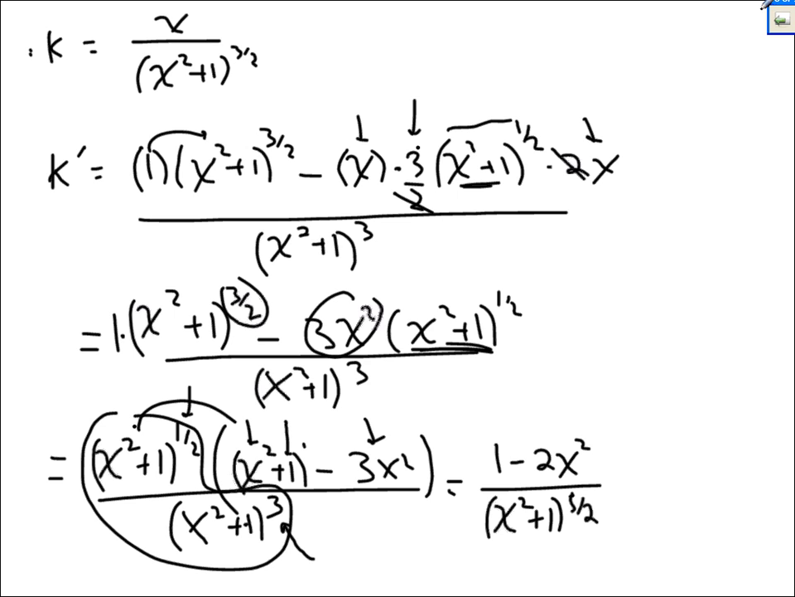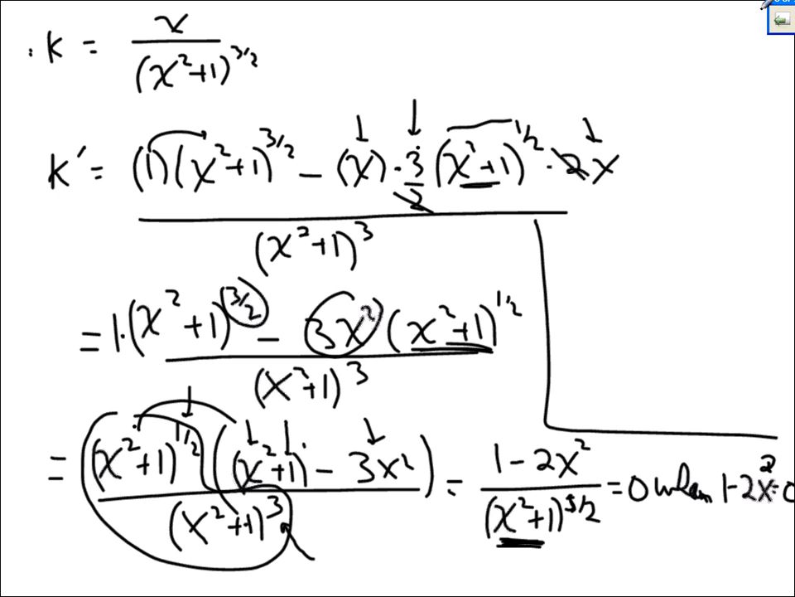And now you want to know where either this is 0 or undefined. It's undefined when the bottom is 0. But the bottom is at least 1. It'll never be 0. So a fraction is 0 when the numerator is 0. 1 minus 2x squared. Let's try to solve that right here.